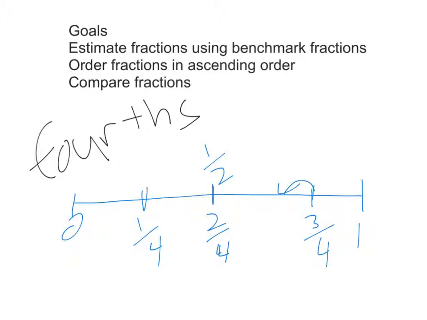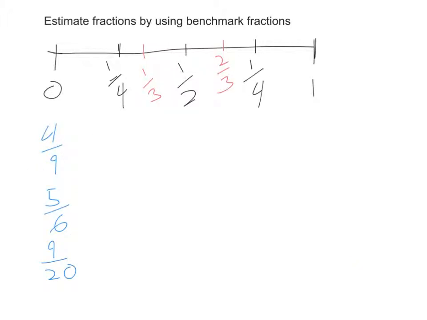And the fourths are an example of a benchmark fraction you can use to estimate other fractions and compare them. Over here we have how to estimate fractions by using benchmark fractions. I put on the number line 1/4, 1/3, 1/2, 2/3, 3/4, and you can kind of see, and even a whole, I would consider that it might be closer to a whole. Oh, this is incorrect. I thought I could fix that. It should be a 3/4, because it's 3/4 there, not 1/4.